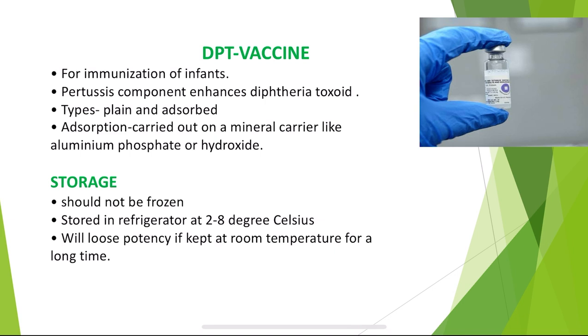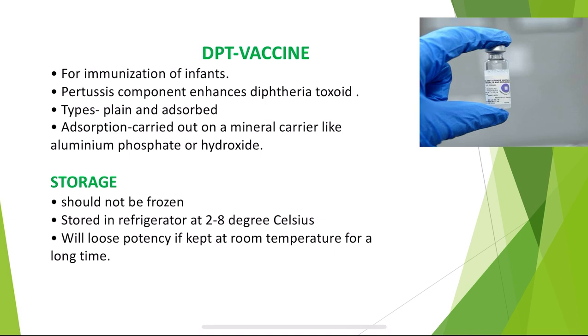For immunizing the infants, the preparation of choice will be the DPT. The infant can be immunized simultaneously, so we include the components diphtheria, pertussis and tetanus. The pertussis component is enhancing the diphtheria toxin. The DPT vaccine could be a plain vaccine or an adsorbed vaccine. The adsorption is carried out on a mineral carrier like aluminium phosphate or hydroxide. Now, what are the two types of DPT vaccines?